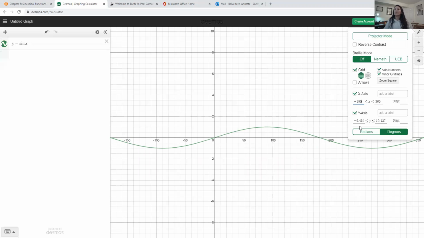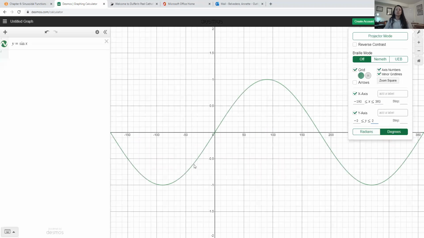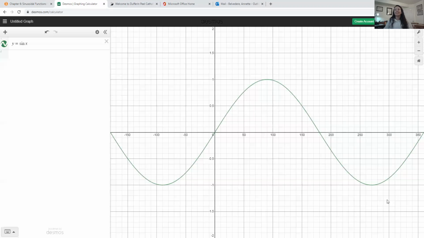Also on our y-axis, we were not going negative 10 to 10. We were going like negative 2 to positive 2. So just make sure that you are scaling your windows appropriately with your degrees selected. And this is something that you would feel hopefully more comfortable with in order to help you compare your graphs, okay?